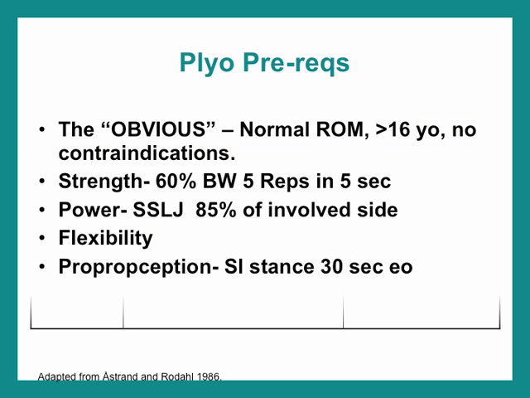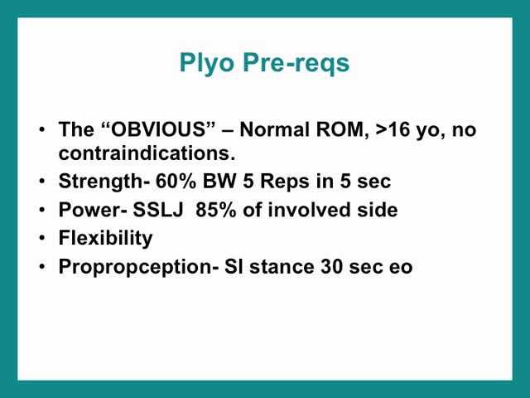Now, before an athlete begins plyometrics, it's really important that they're ready to begin plyometrics. So there's certain prerequisites we want to have met. The first one that I have on the PowerPoint says the obvious. They should have normal range of motion for the joint that's been injured or that's in question. It's recommended that they're older than 16 and that we don't have any of the contraindications, which we'll address later in the lecture. But in short, right now, they don't have acute inflammation, they aren't post-op, and they don't have instability of any of the lower extremity joints.